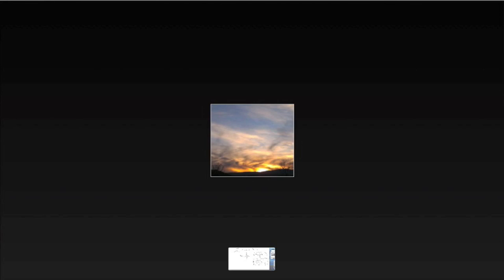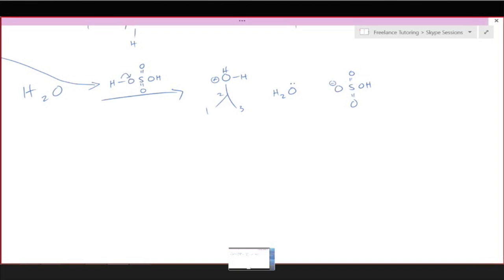Okay, so who should be the nucleophile? Well, this water molecule, the oxygen, could be a nucleophile. Yeah, that's what I was going for. So we're basically never going to use that. What you have there is what's called hydrogen sulfate. Hydrogen sulfate basically is not going to participate in the rest of the reaction.